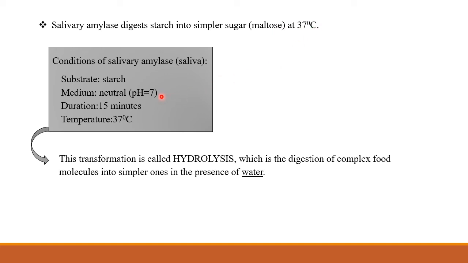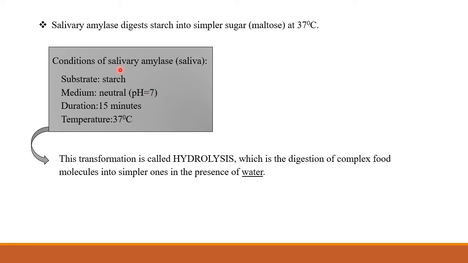in the mouth. In the mouth there is a medium which is characterized by the pH equals 7, so it is a neutral medium and not acidic medium. Acidic medium only found in the stomach.